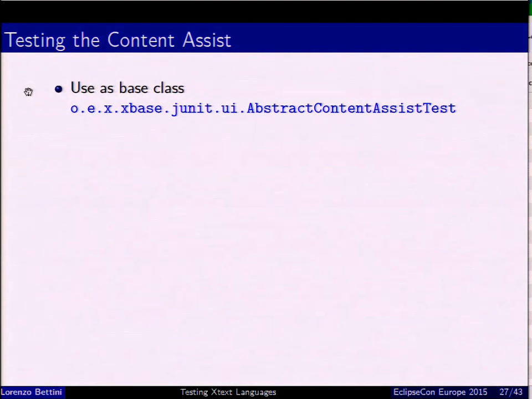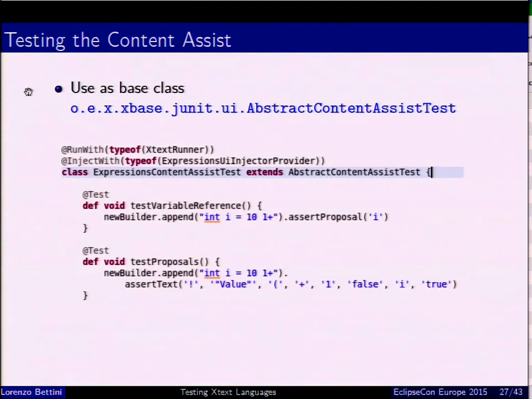And so this base class provides a nice Java API. I can say, given this input, at this point, I expect that I is proposed by the content assist. Since I already defined I expect that I is proposed, I can also assert all the proposals in a given part of the program, just with this readable API provided by this abstract class.